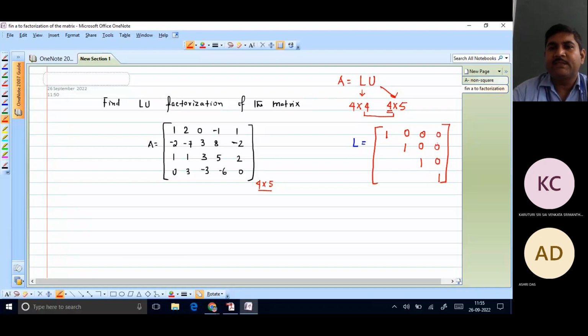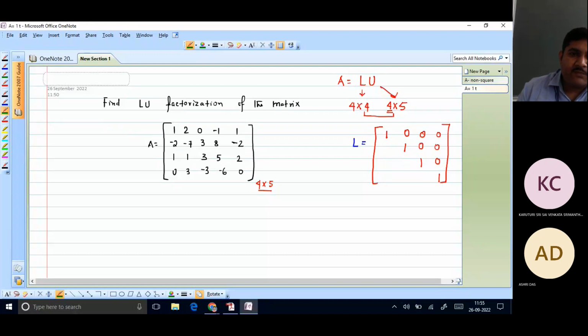So what are the places which we have to fill? That we have to see. By doing elementary row operations and choosing the multipliers as the number which has to be put in the proper position, we will be able to find L, and at the same time, our A will be reduced to U.